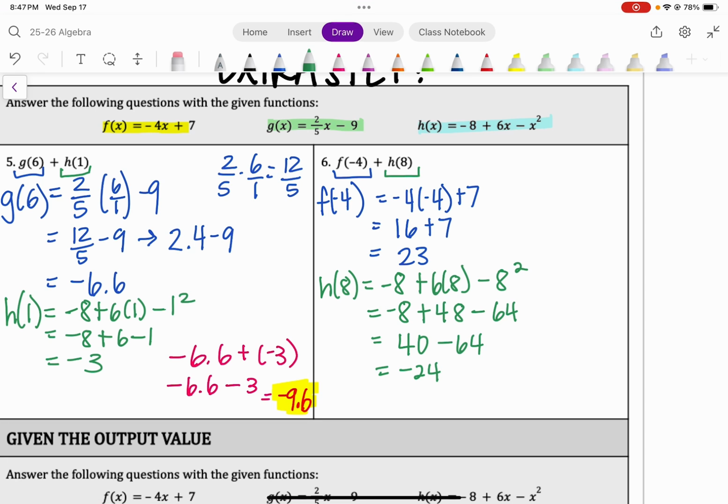And our last step is to add those two outputs together. So 23 plus negative 24 turns into 23 minus 24, which is negative 1 as my final answer.